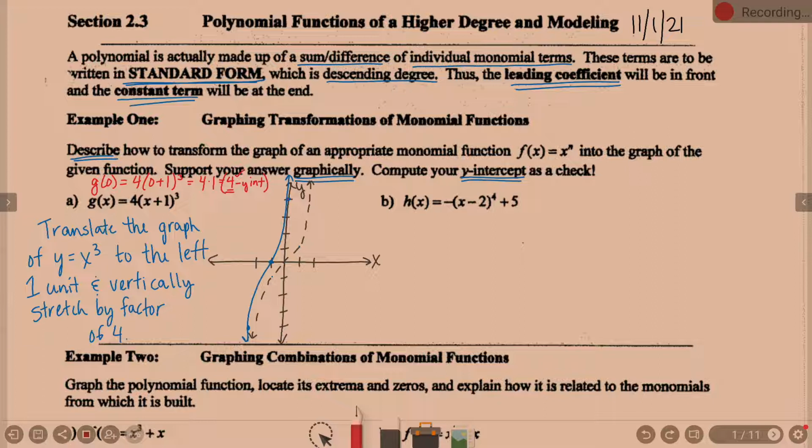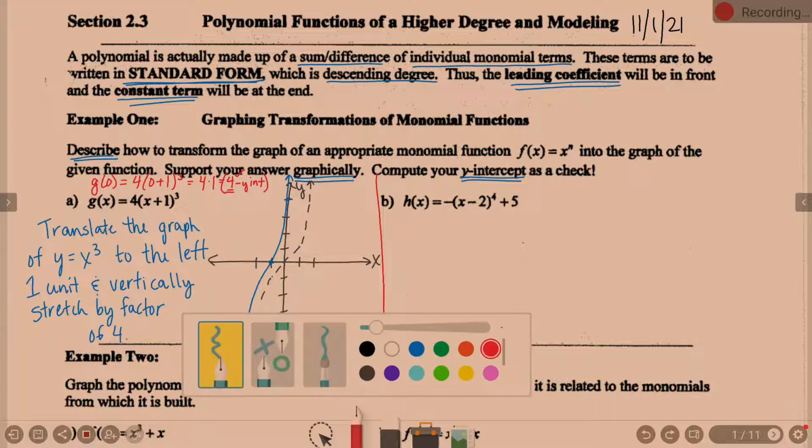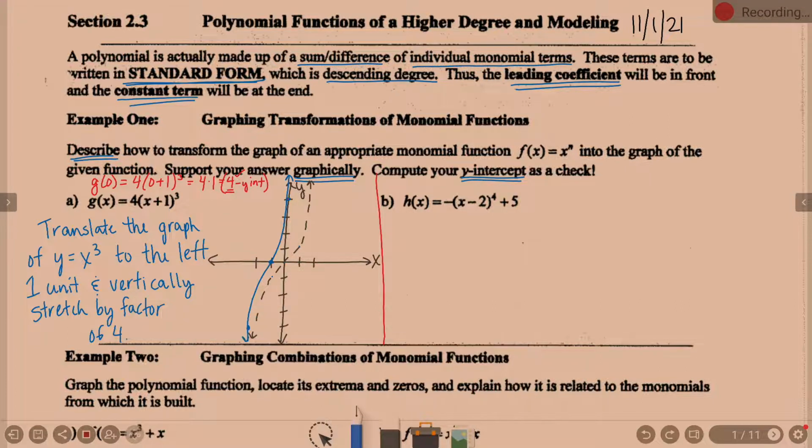Is that something you could do by hand with a little practice there? Did all those pieces make sense? Is that something that's important? Are those pieces making sense there? Okay, unless you have questions, let's go talk about B.